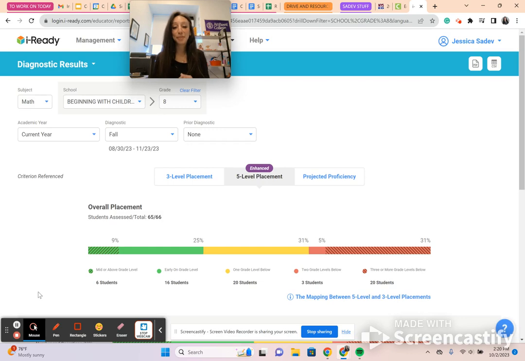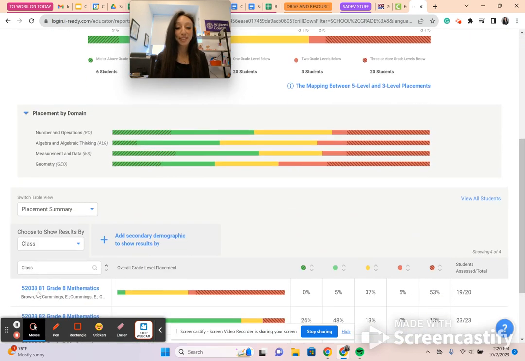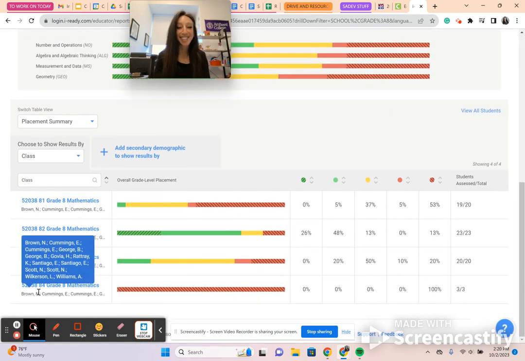Shout out, thank you, Ms. Cummings, for the use of your desk right now. You see the background, and it's familiar, that's why.